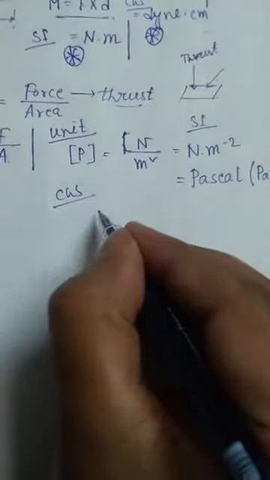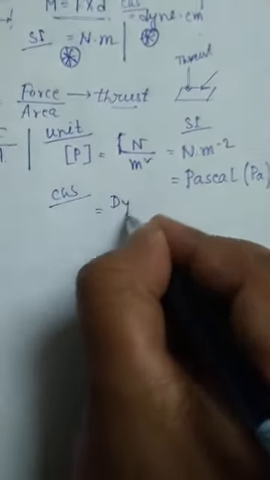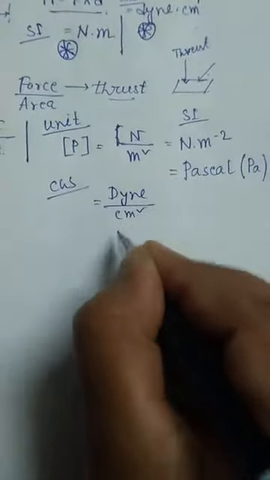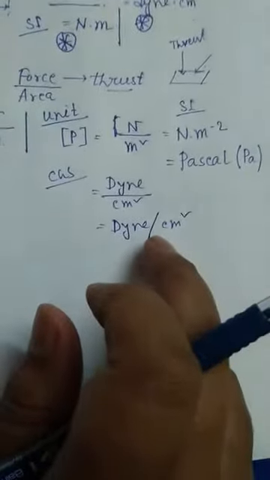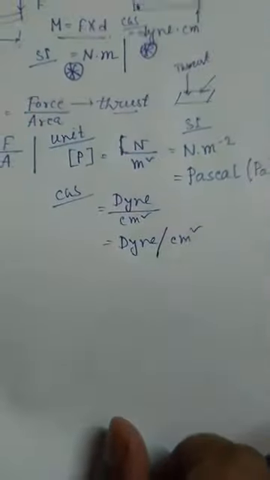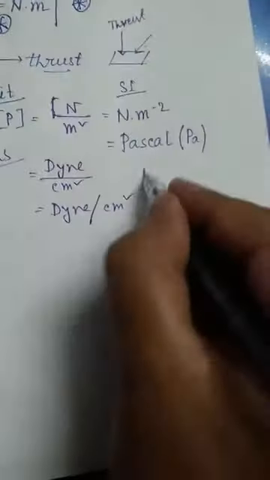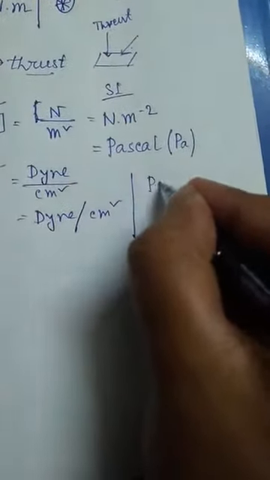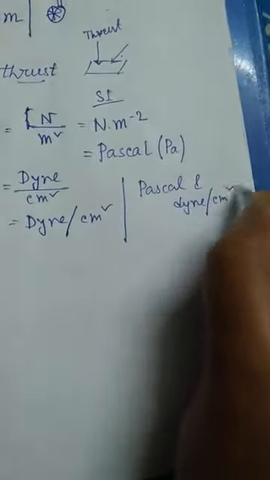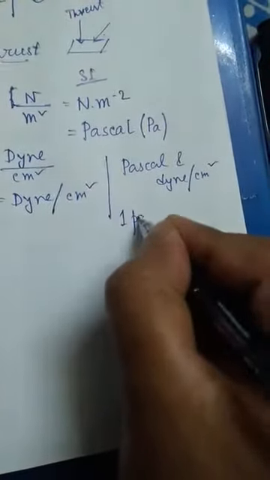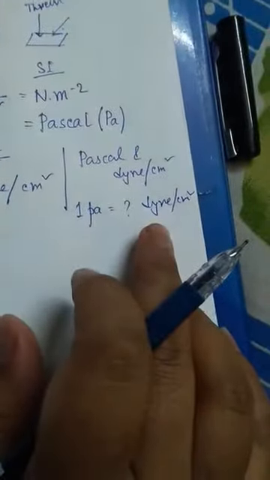Now what will be the CGS unit of pressure? The unit of force in CGS is dyne, divided by centimeter square. So dyne per centimeter square is the CGS unit of pressure. Is it okay? Now I shall give you some work. Find the relation between Pascal and dyne per centimeter square. That means 1 Pascal equals how many dyne per centimeter square? Calculate it now and tell me.